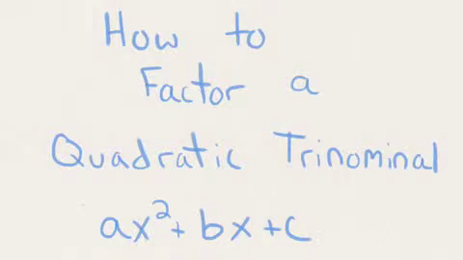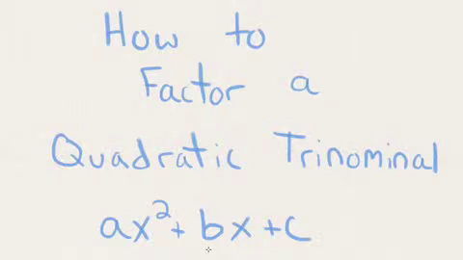My name is Joel, and today I'm going to teach you how to factor a quadratic trinomial when a is 1. First, let me start with some definitions. A quadratic trinomial looks like this equation here at the bottom: ax squared plus bx plus c.